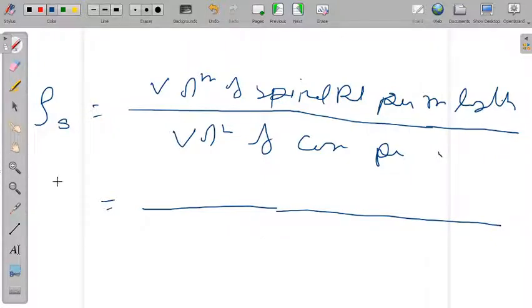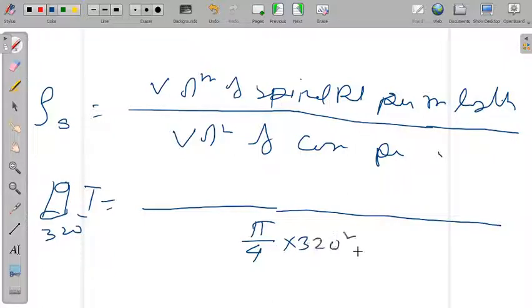So what is the volume? It is basically a cylinder, with diameter 320 and height I am taking as 1 meter. So what is the volume? Pi by 4 into diameter square into height. I am writing here height as 1 meter. Don't be confused.